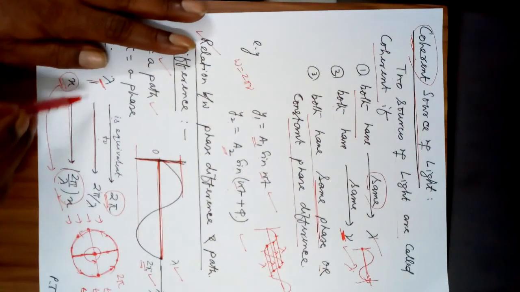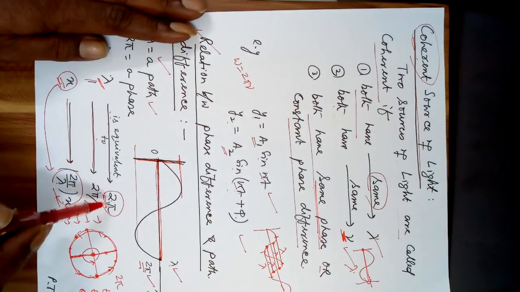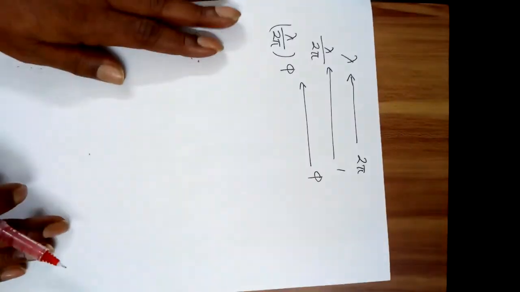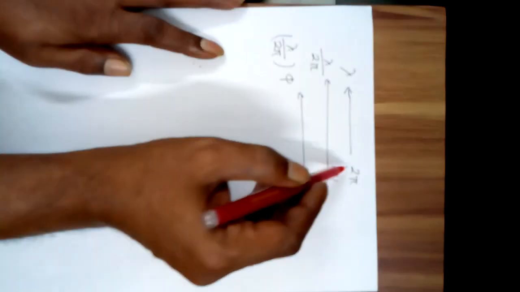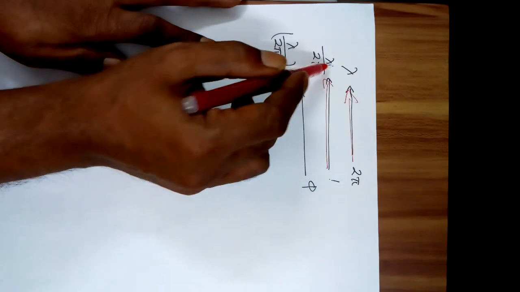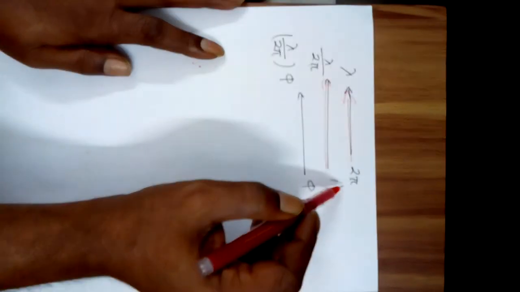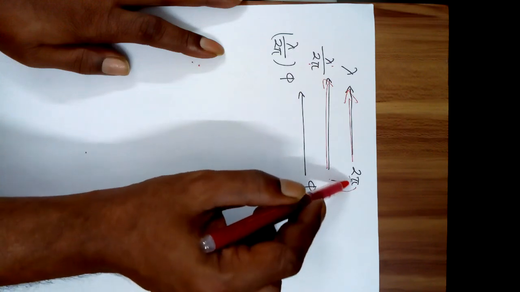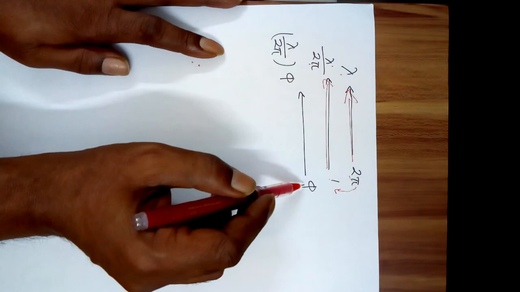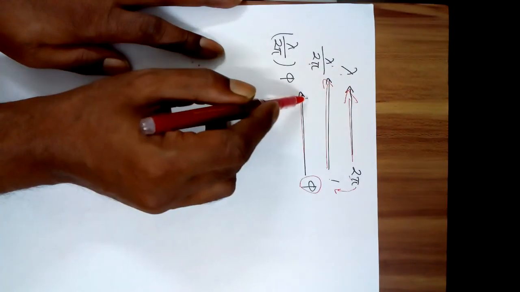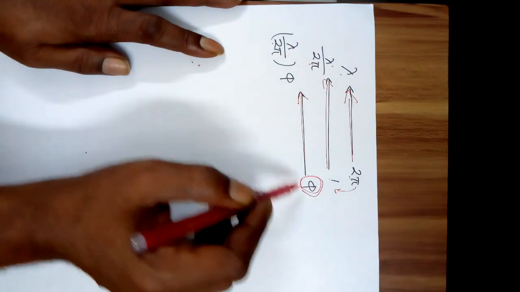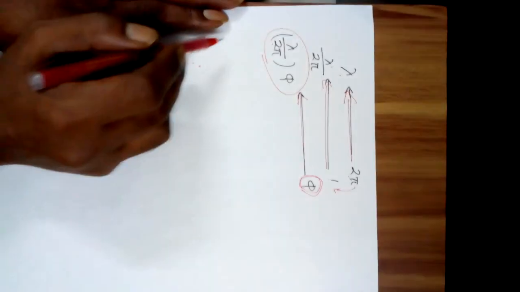Similarly, here lambda is equivalent to 2 pi. So 2 pi is equivalent to lambda. The other way, you can say unit angle is equivalent to lambda over 2 pi. I come from 2 pi to 1 by dividing by 2 pi, so I have to divide on this side also by 2 pi. So any angle phi is equivalent to lambda by 2 pi into phi. This much angle is equivalent to this much path.